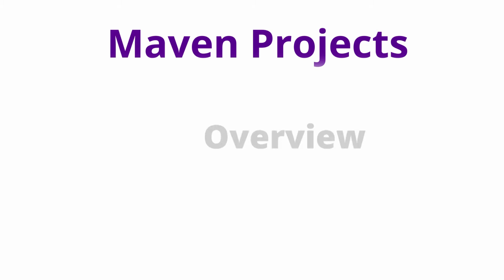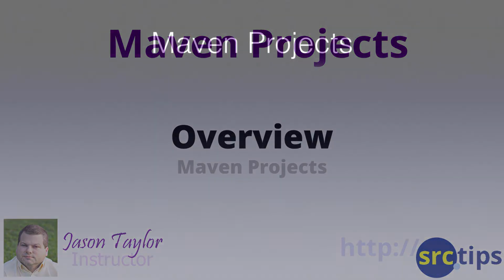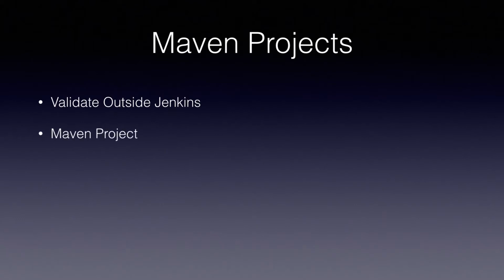In this section, we will dive a little bit deeper with Jenkins by creating a Maven project in Jenkins. However, before we get started within Jenkins, we need to validate the project is working outside of Jenkins first. This eliminates potential issues that are external to Jenkins. Once we confirm our Maven project is building outside of Jenkins, we will create and configure our Maven project within Jenkins, and then execute the project build.